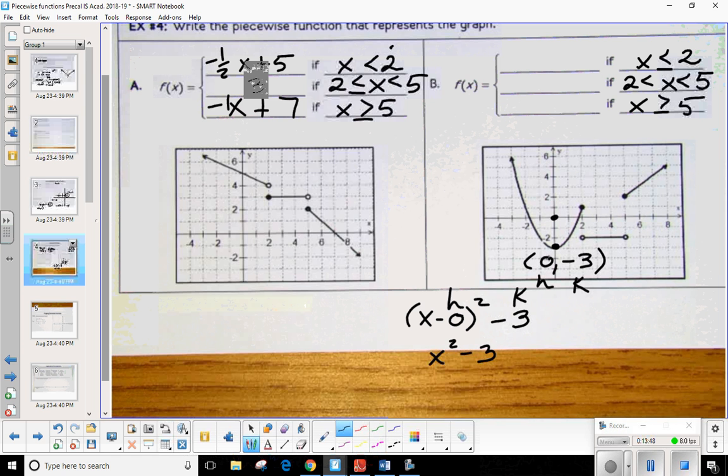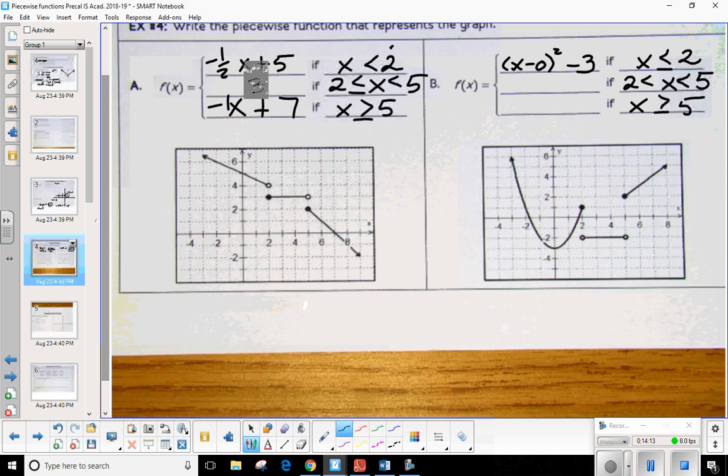But what would you guys like me to put down? 0 or no? Put the 0 in? Okay. So I'll put the 0 in. If you don't want to, you don't have to. It's perfectly fine. So x minus 0 squared minus 3. There we go. So that's the equation. So if I were to graph him, of course, I get the full parabola. But remember, we have that subdomain, the interval, telling me, nope, he's got to stop at 2.